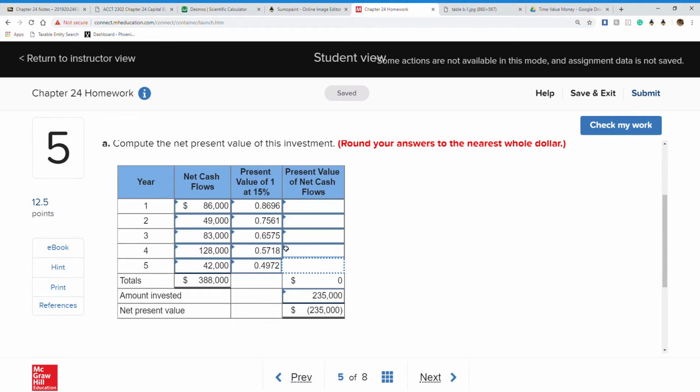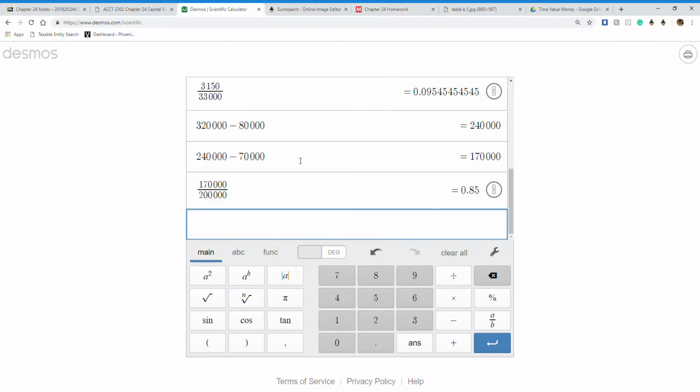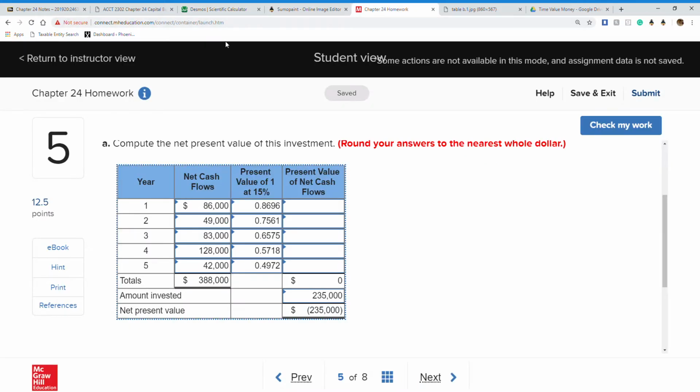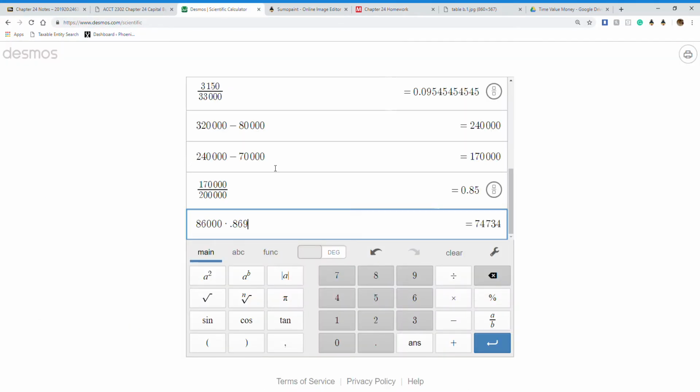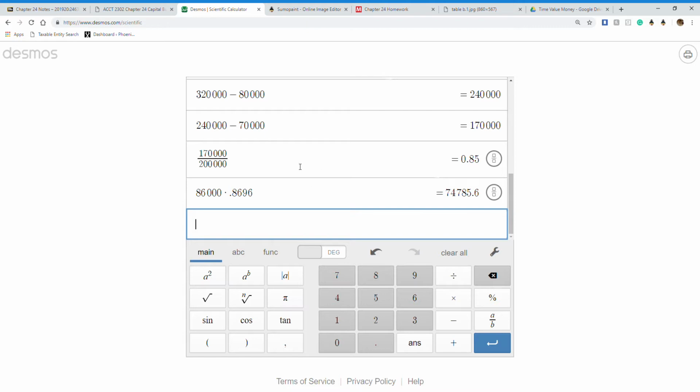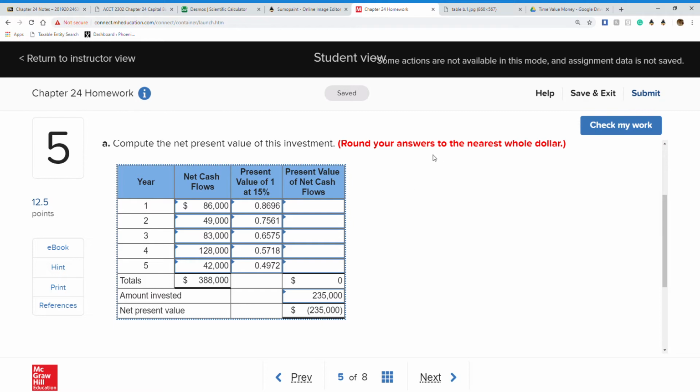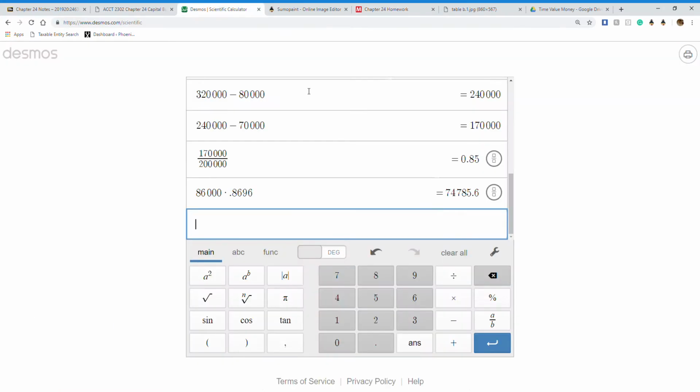Okay, cool. Now all we have to do is do the multiplication. Let's see if I can just copy. Nope, that's definitely not good. I have no idea where that came from. So 0.8696 times the cash flow is 74,785. See, it says round to the nearest whole dollar, so watch out for that. So this is 74,786.